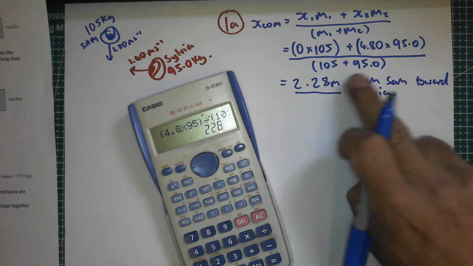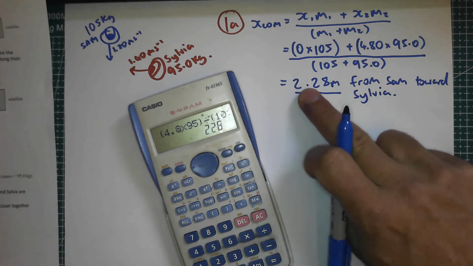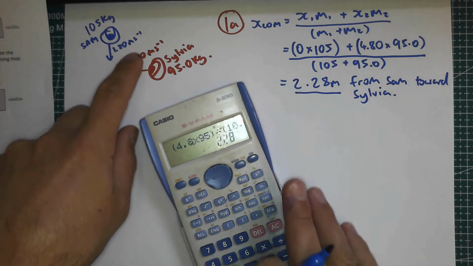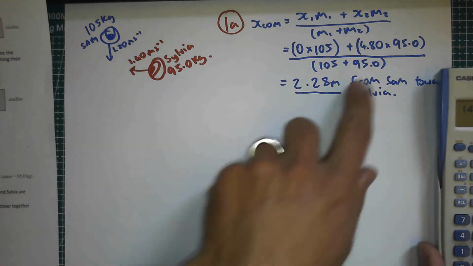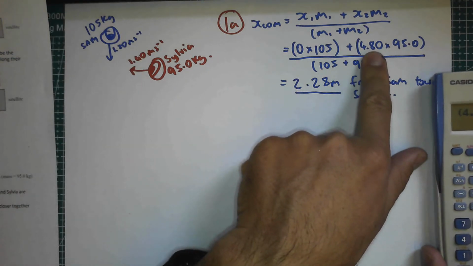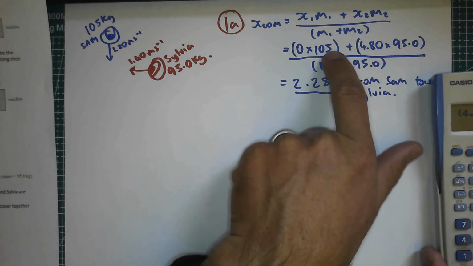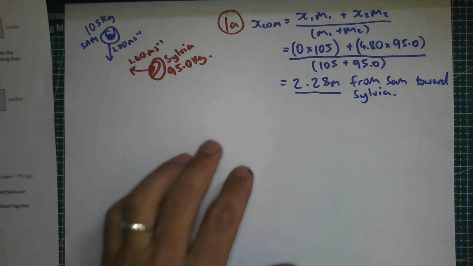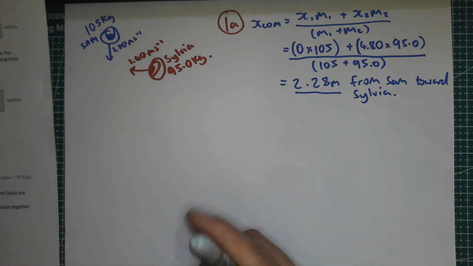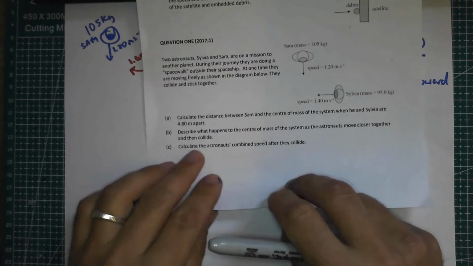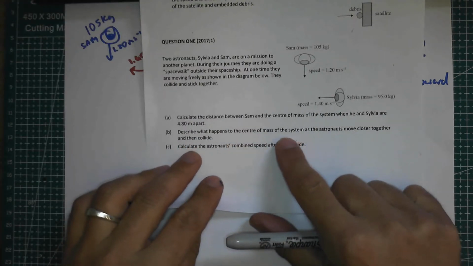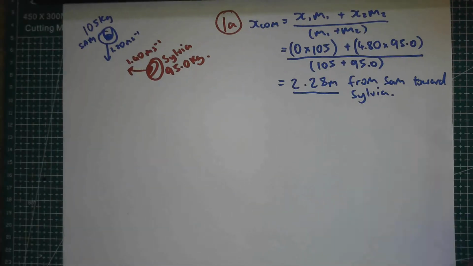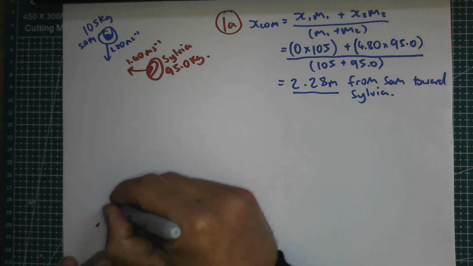So like the last question, the distance of the centre of mass from Sam is going to be along a line directly from Sam towards Sylvia, and it's going to be 2.28 metres along that line, which is slightly less than half of this distance, which is what you'd expect since Sam has slightly more mass than Sylvia, but not much more. So after that little check, I'm going to move on to the next question, which is a description. So I'll probably just do that verbally. Describe what happens to the centre of mass of the system as the astronauts move closer together and then they collide. Well, you can kind of imagine it like this.